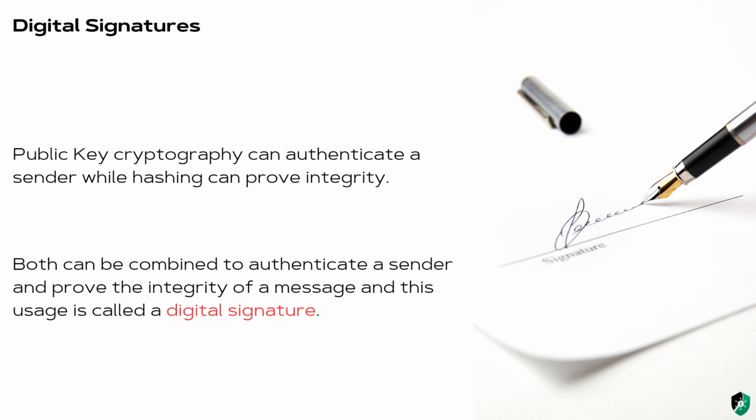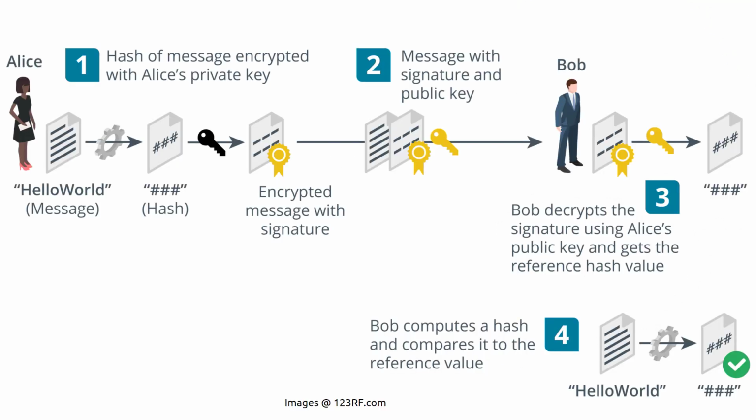Now, public key cryptography can authenticate a sender, while hashing can be used to prove integrity. So you can actually combine both to not only authenticate the sender of the message, but also prove the integrity of that message. And this combination is what we call a digital signature. Here's an example of how this would work.